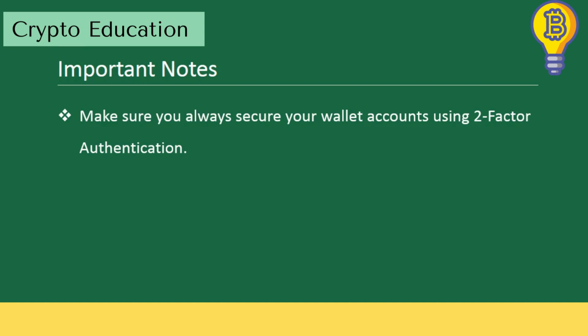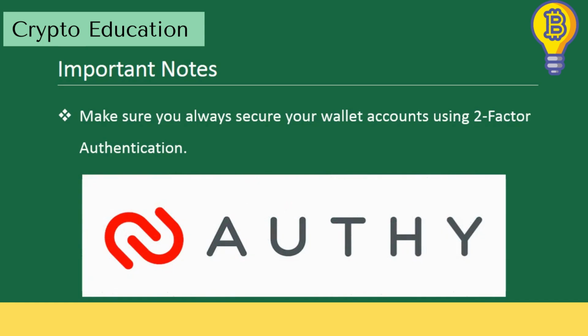So even if someone else knows your password, they cannot log into your account and steal your money unless they have the authentication code. My favorite app for two-factor authentication is Authy. It allows you to create a free account which you can use to store all of your authentication codes. And the best thing is, it can be synced across multiple devices. So even if you lose your phone, you can still log into your Authy account and get authentication codes to access your wallet.